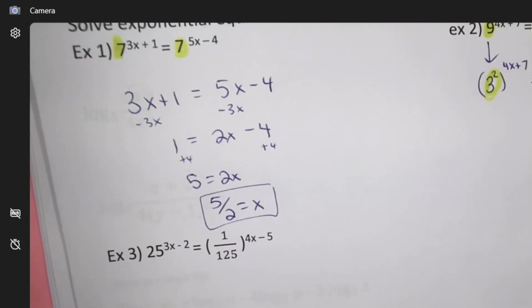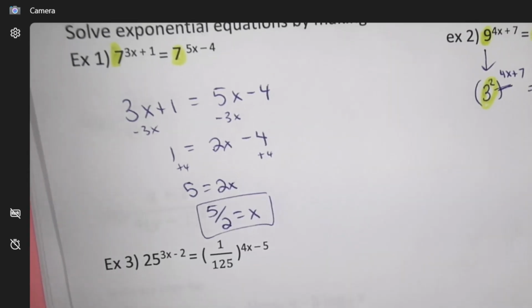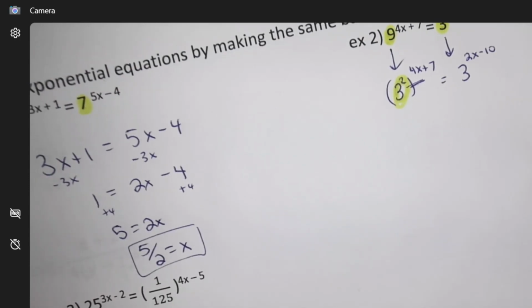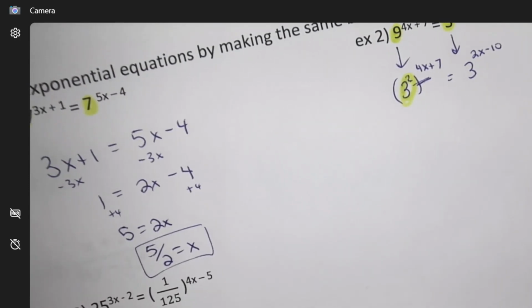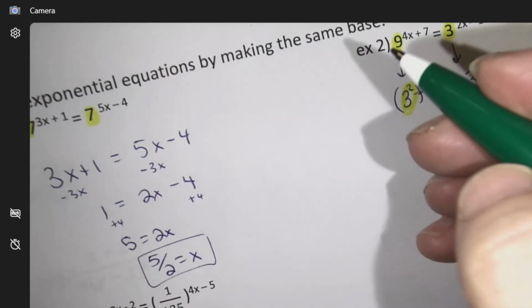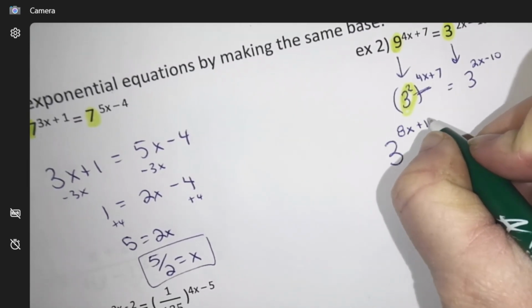Okay, so what should I do up here then? If I have an exponent and then to an exponent like that, I should, what was the rule? Multiply. This one. I should multiply. So this would be 3 to the 8x plus 14.